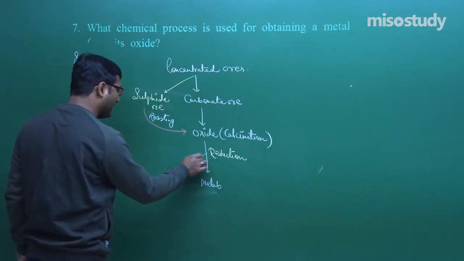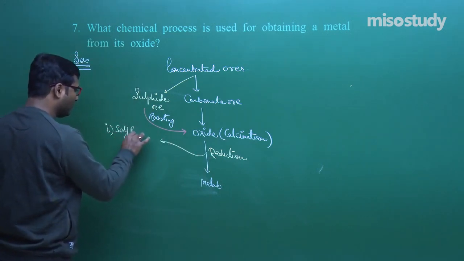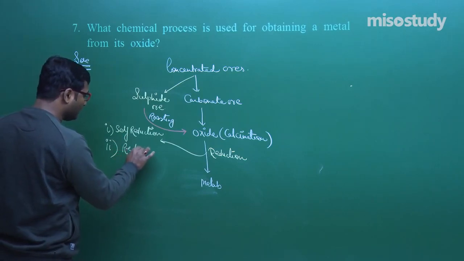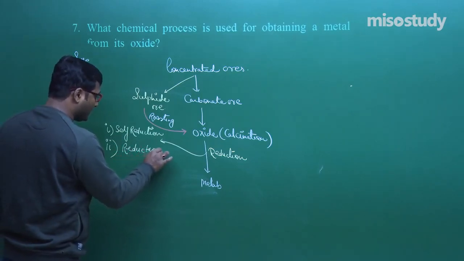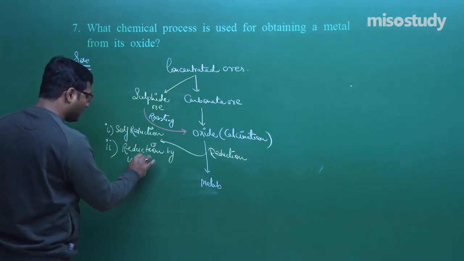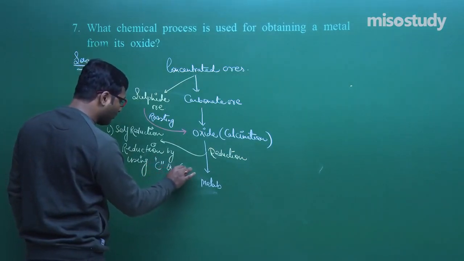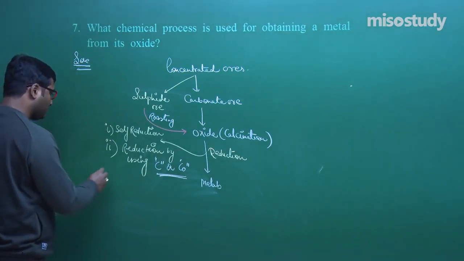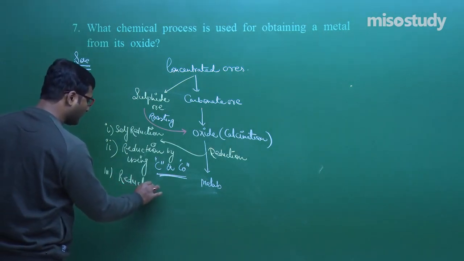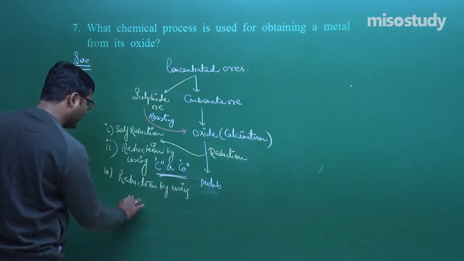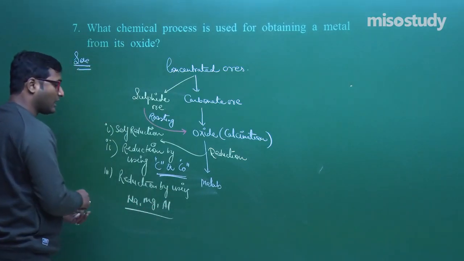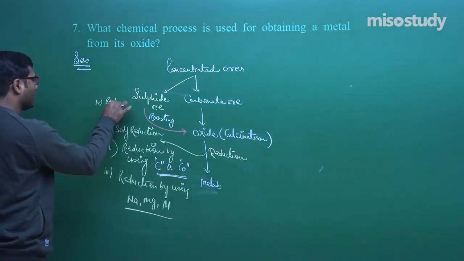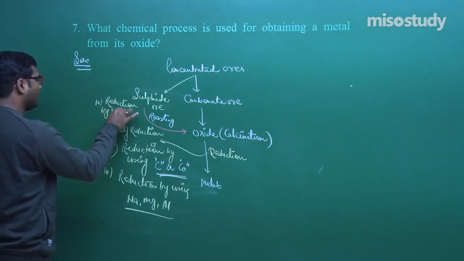Clear to you? Remember? Yes, reduction. First one is self reduction, or auto reduction. Second one is reduction by using carbon or carbon monoxide, and which is better, according to the situation, it will be governed by the Ellingham diagram. Then third one is reduction by using Na, Mg, Al, and this process is called thermite process. If I use aluminium, that is known as aluminothermic process. The fourth one is reduction by using water gas.